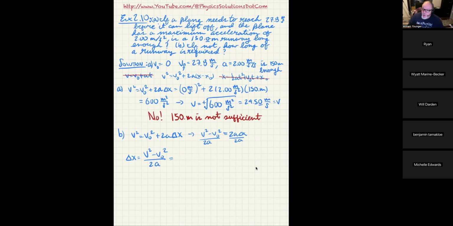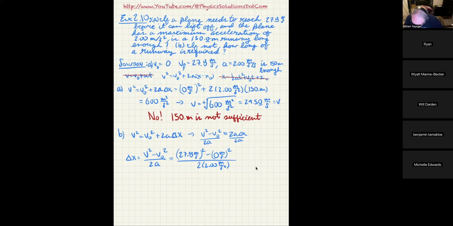Only this time I know the final velocity needs to be 27.8. So I'm going to write 27.8 meters per second for the final velocity minus 0 meters per second for the initial velocity, squared, and then 2 times 2.00 meters per second every second. Now you can see when you square the 27.8, that's going to give you units of meters squared per second squared, and then you're going to divide that by meters per second squared, so you're only going to get basically meters out, and that's what we expect.